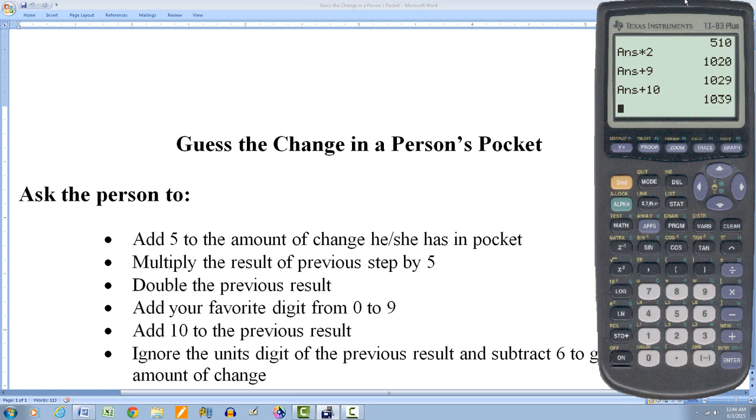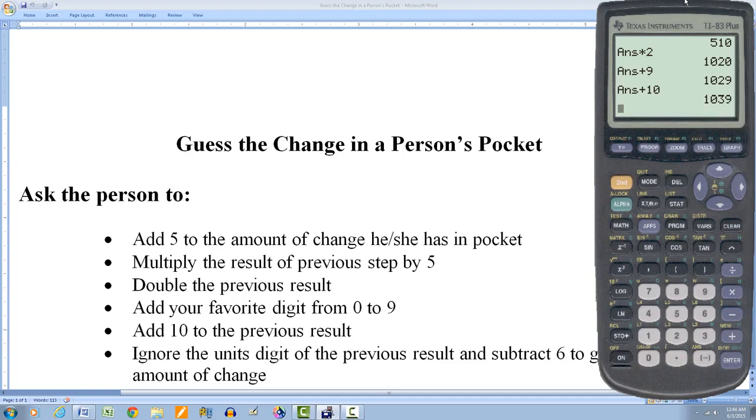You ask the person to determine the money change they have in their pocket, or they can just pick a number and not tell you the number, and then they perform these operations. You tell them what to do step by step, and then all you'll be interested in is the final result, and whatever they give you, you just ignore the last units digit, which in this case is 9, and you get 103 in this particular case. Subtract 6 and you get the result.